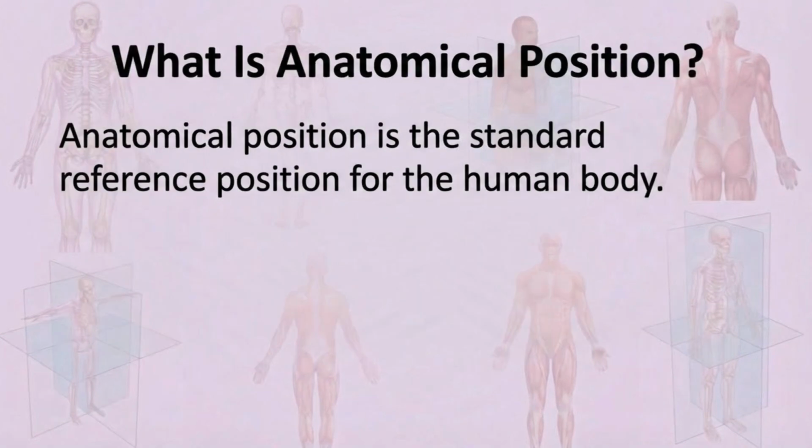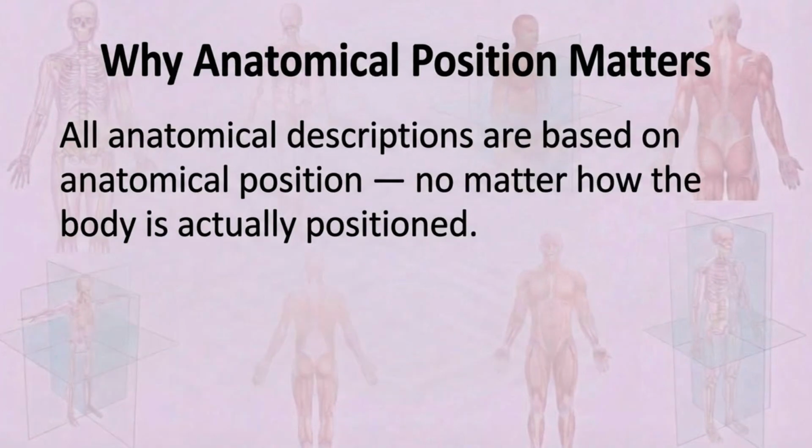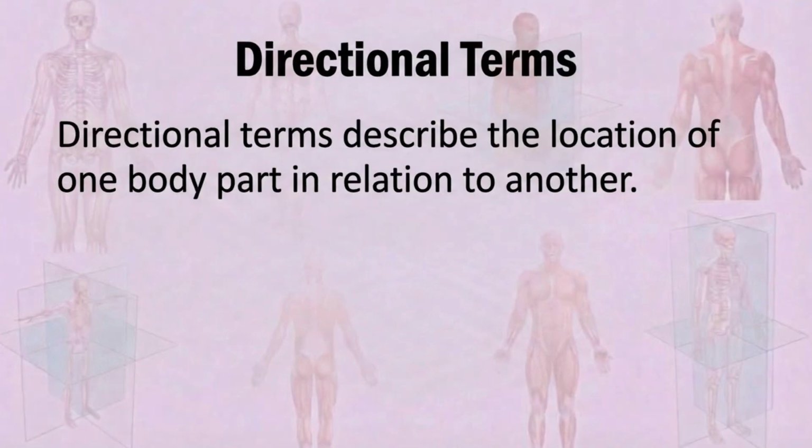Anatomical position is a standard reference position used in anatomy. It allows scientists, doctors, and students to describe body parts the same way every time. In anatomical position, the body is standing upright with feet flat on the floor. The arms are at the sides, palms face forward, and the head and eyes look straight ahead. All anatomical terms are based on anatomical position, even if a person is sitting, lying down, or moving. This prevents confusion and ensures clear communication.